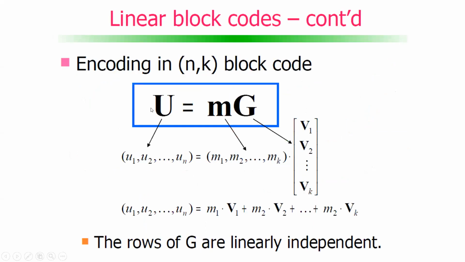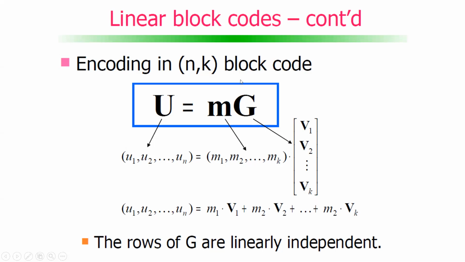Okay, so this is the method. Encoding in an (n, k) block code. So how do you do the encoding? Here m represents a message vector having elements m1, m2, up to mk. If k is equal to 2, that means it will be m1, m2. 2 bits will be there. If k is 3, it will be m1, m2, m3. 3 bits will be there, right?